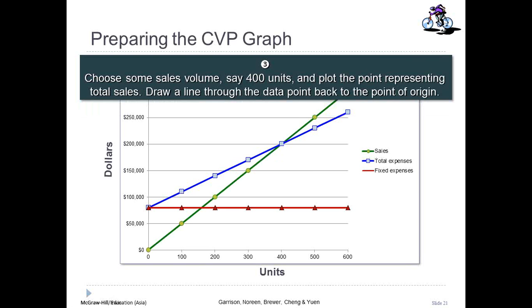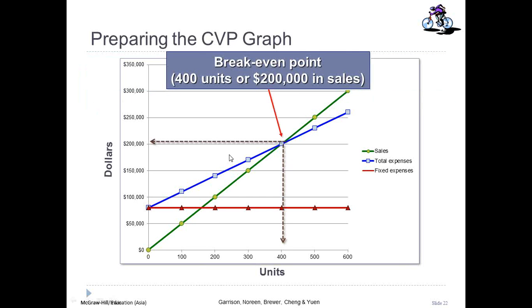Okay. So that represents the break-even point, 400 units. Blue line is total expenses. Green line is sales. So with 400 units being sold, $50 a piece, break-even point is $200,000 in sales.